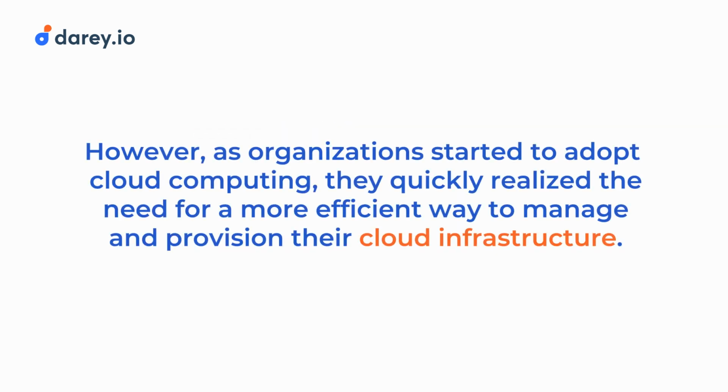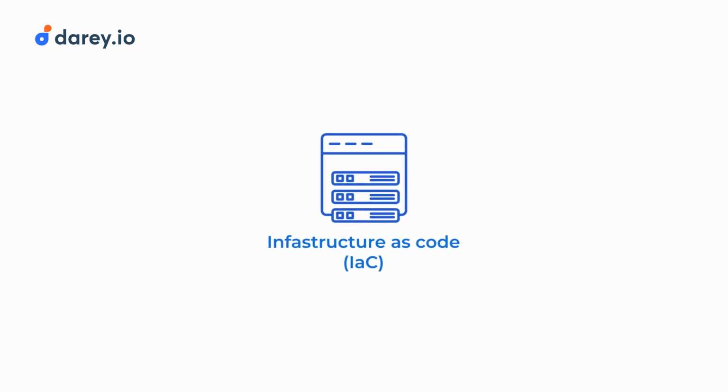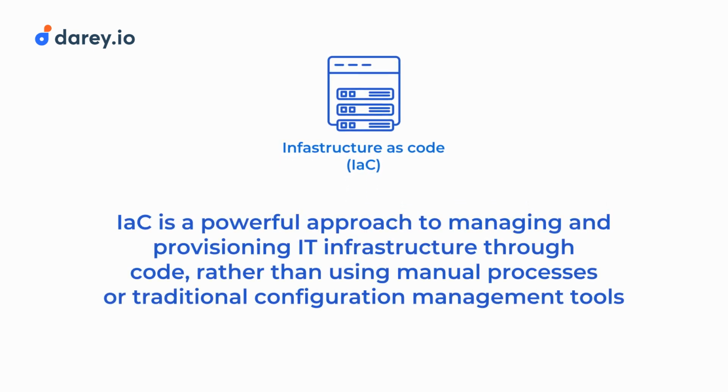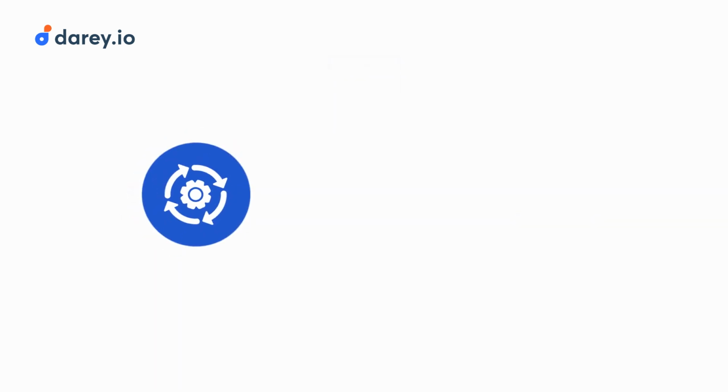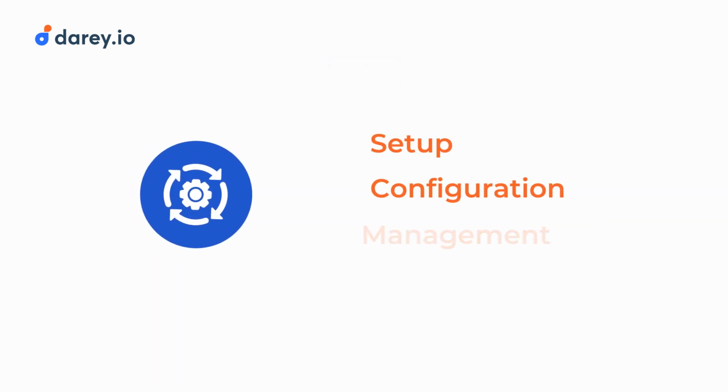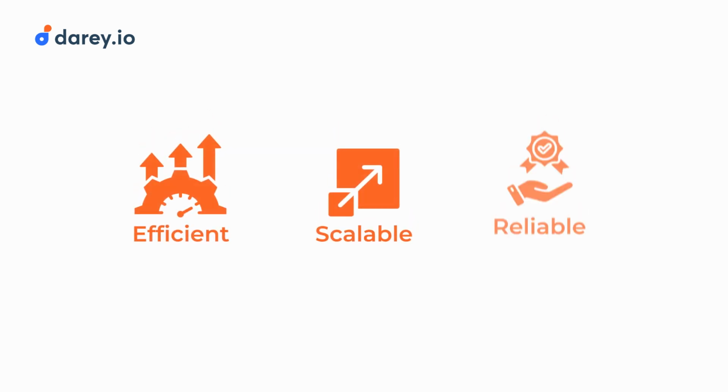However, as organizations started to adopt cloud computing, they quickly realized the need for a more efficient way to manage and provision their cloud infrastructure. This is where infrastructure as code comes in. IAC is a powerful approach to managing and provisioning IT infrastructure through code. Rather than using manual processes or traditional configuration management tools, with IAC, you can automate the setup, configuration, and management of your infrastructure, making it more efficient, scalable, and reliable.